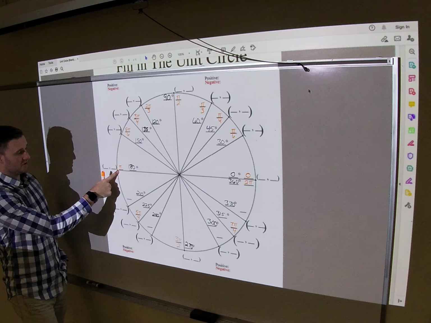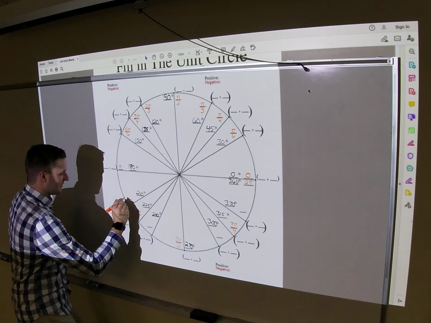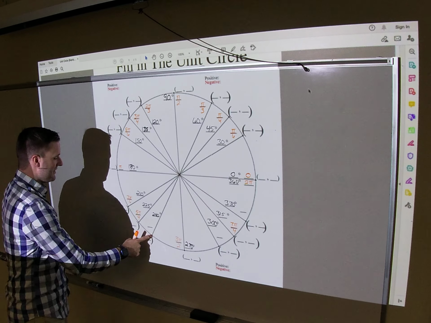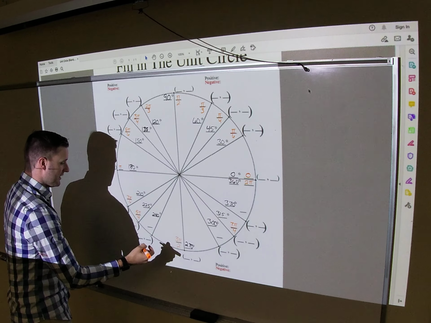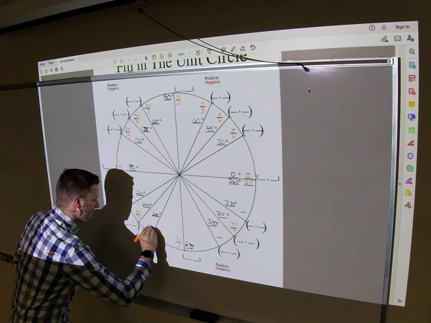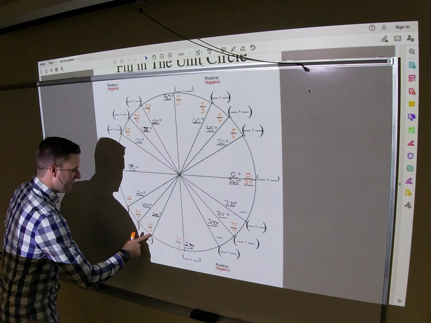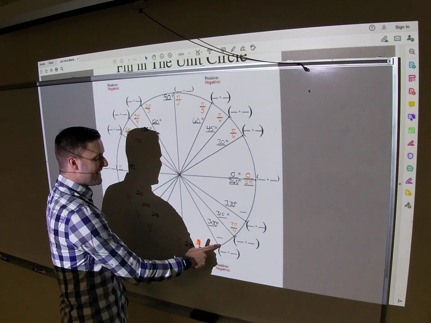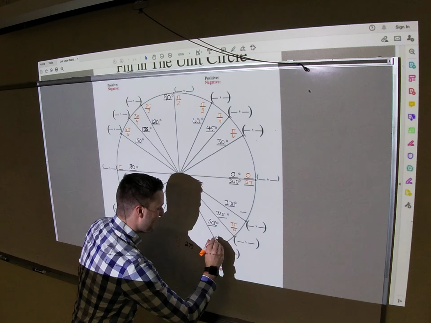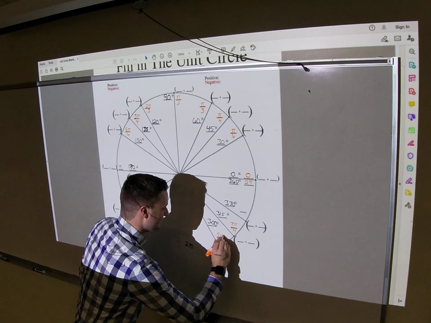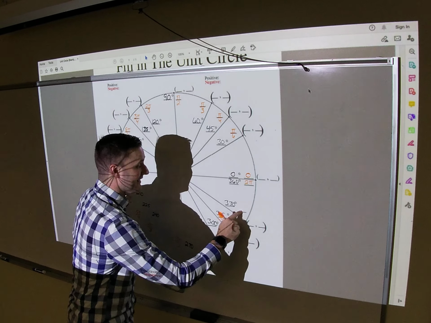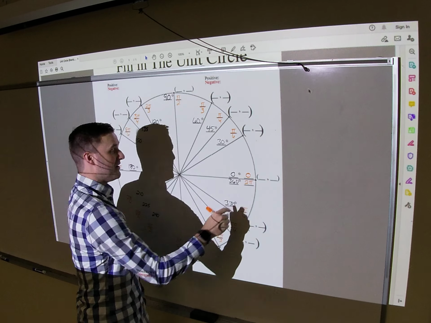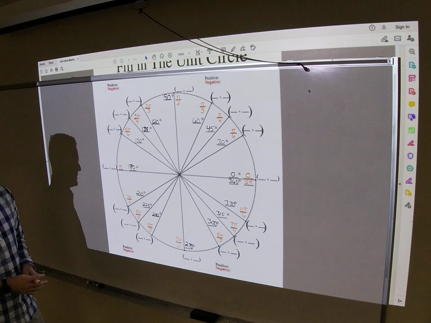6 pi over 6, which is 1, 7 pi over 6, 8 pi over 6, which would be 4 pi over 3, 9 pi over 6, which does reduce to 3 over 2, 10 pi over 6, so that would be 5 pi over 3, 11 pi over 6, and then finally 12 pi over 6, which reduces to 2 pi.